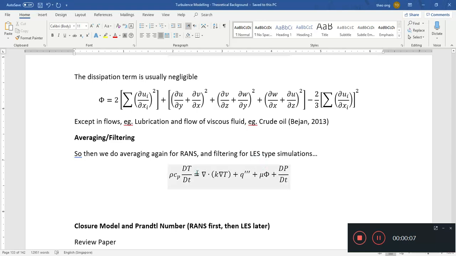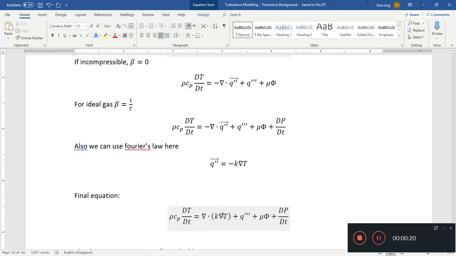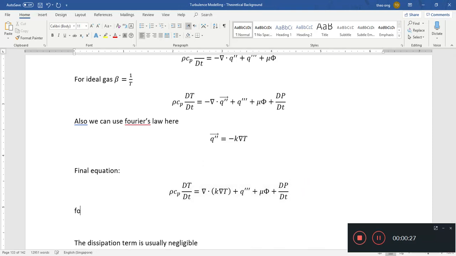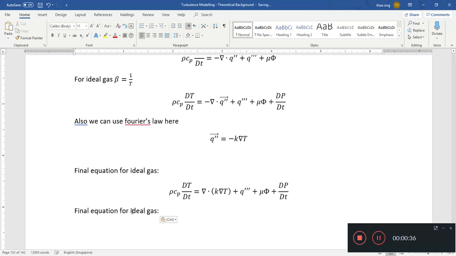In the last video, we were saying that this was the equation we derived from the energy equation using the first law, but I skipped a lot of steps because I assume we are quite familiar with it already. I just want to make a correction. The final equation here actually applies for ideal gas. Okay, so this is actually for ideal gas.